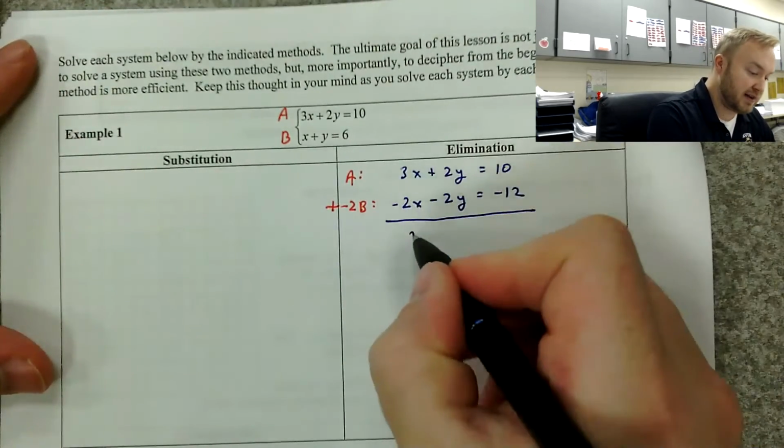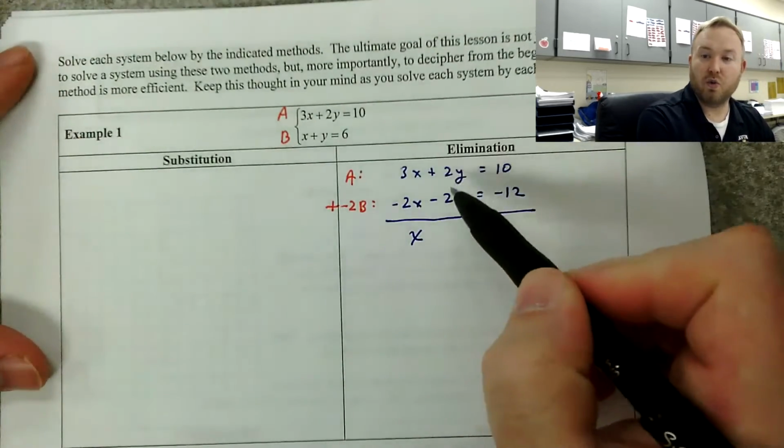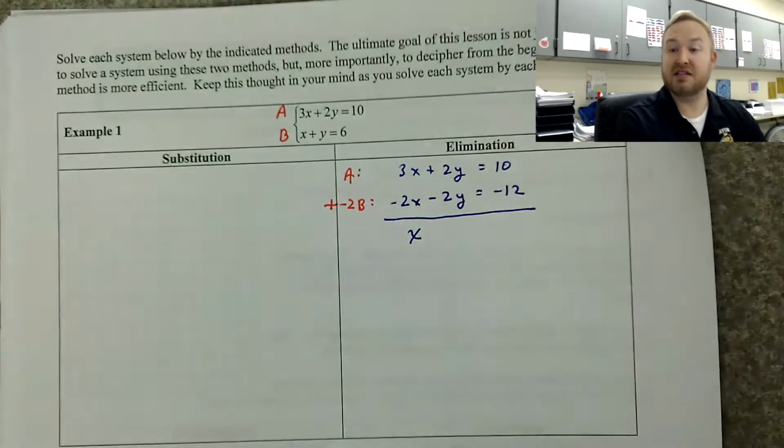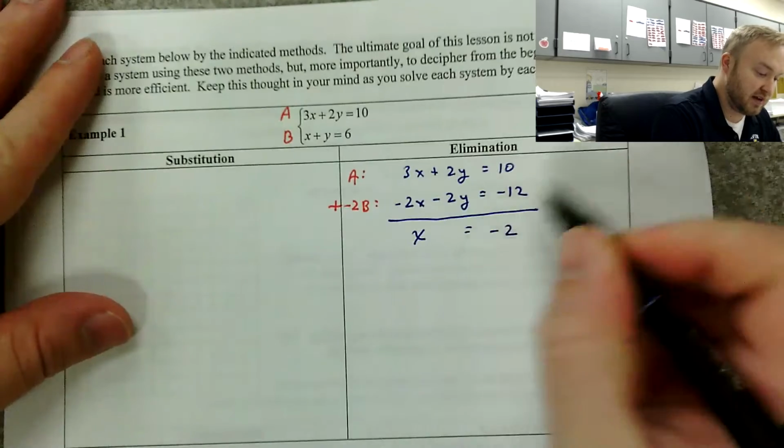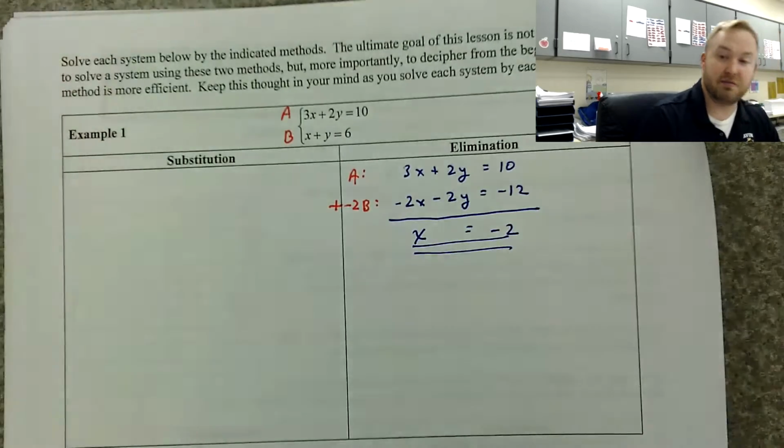3x minus 2x is x. 2y plus -2y is 0. See, the y's are eliminated now. And then 10 minus 12 is -2. And there is my x value.